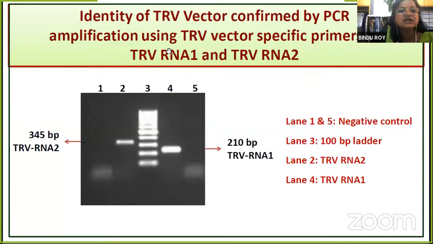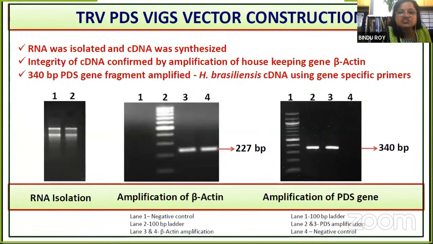And I said we have the TRV1, RNA1 and RNA2. Initially we have to confirm that the vector is there. So we have confirmed by PCR amplification TRV RNA1 of 210 base pair and TRV RNA2 of 345 base pair. Then we went in for construction of the WIGS vector. The RNA was isolated, cDNA was synthesized, and then we went in for amplification of the beta-actin, which is the housekeeping gene, and then the amplification of the PDS gene, which clearly indicated that the PDS gene has been incorporated into the fragment of about 340 base pair.